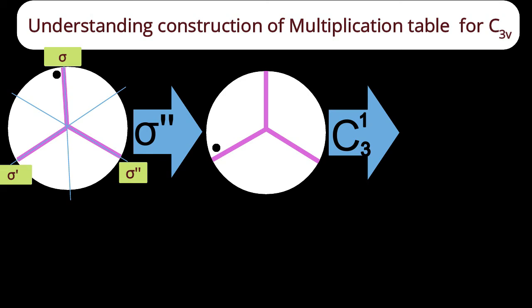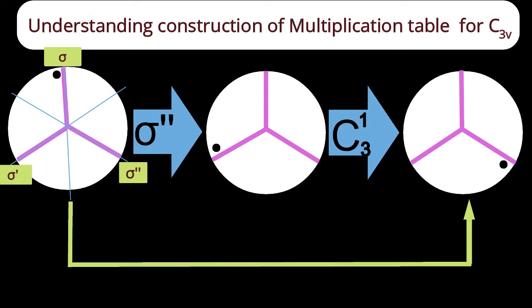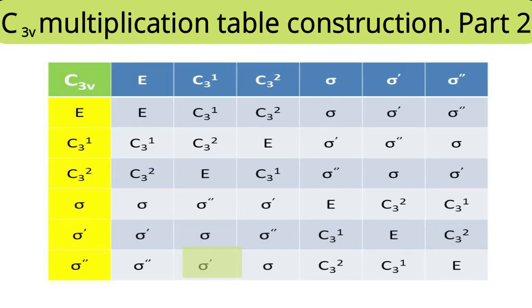But where? Bottom region or upper region? To the lower side of the right side bar. Yes. Now I have to ask a question. How can I obtain the resultant right side structure from the original structure? What is your answer? The desired change is possible by the sigma dash operation. Conclusion, sigma double dash into C31 is equal to sigma dash. Let us see what our multiplication table says. Sigma double dash into C31 is equal to sigma dash.